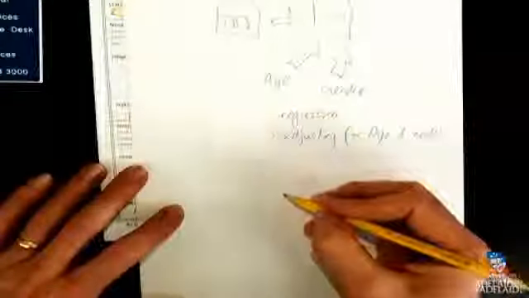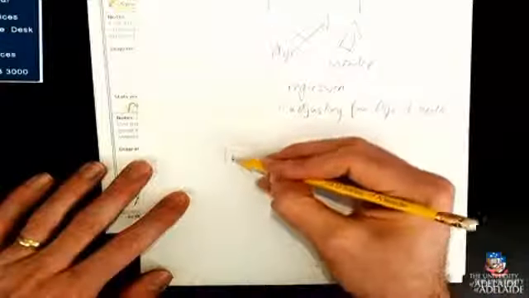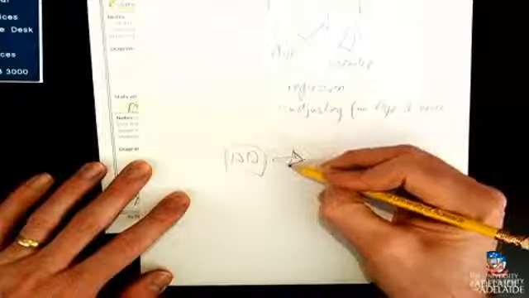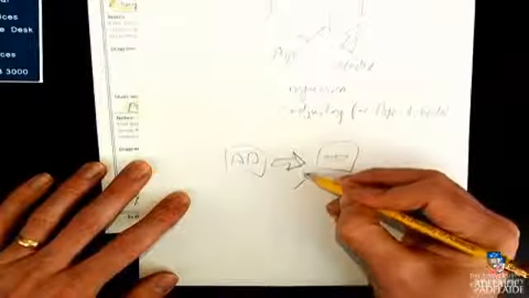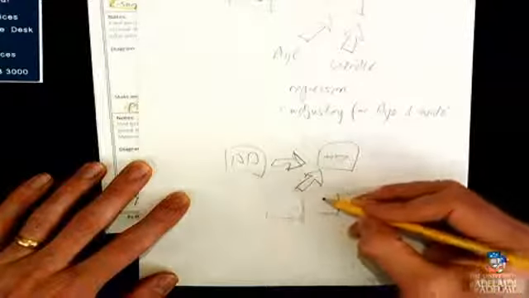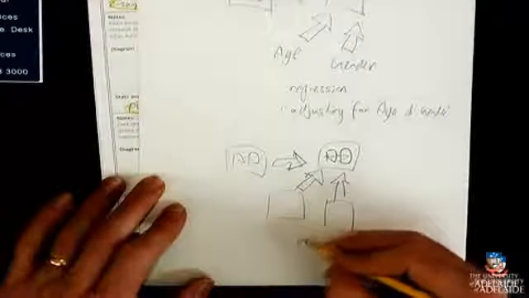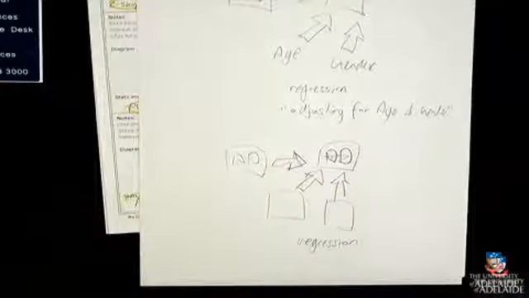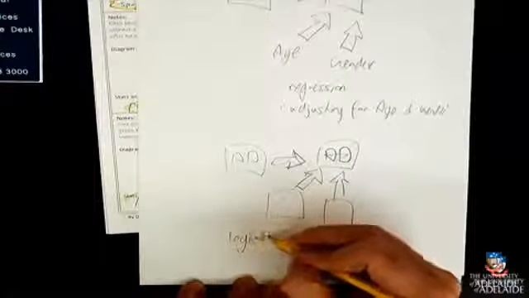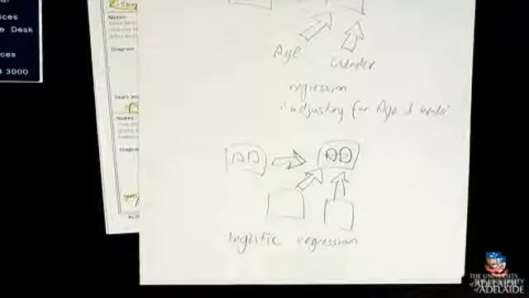And the second thing I want to say is that even if it was this, it would still be regression, but it would be a special kind of regression designed specifically for yes or no outcomes, which is called logistic regression. Just so you know.